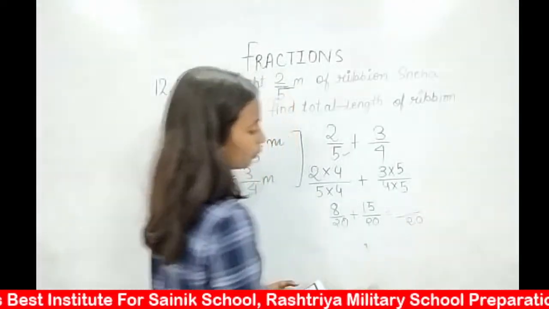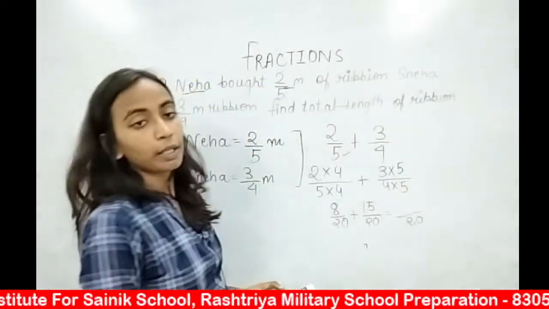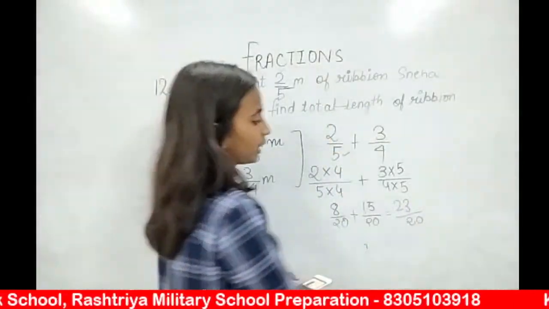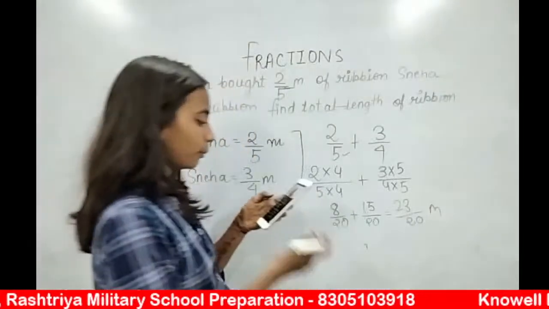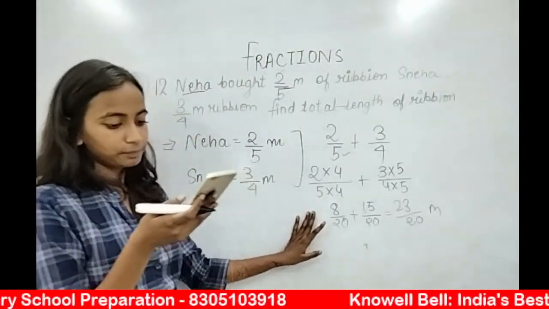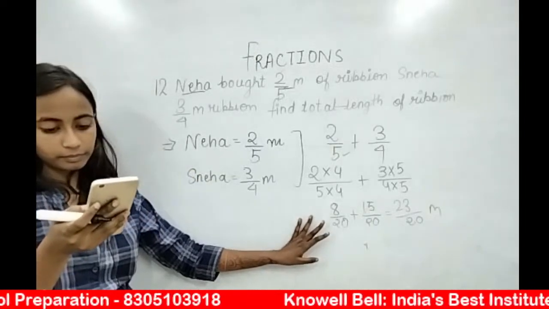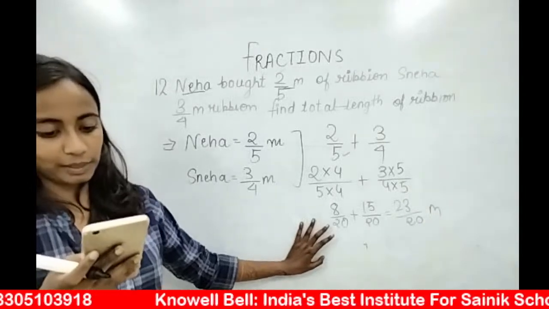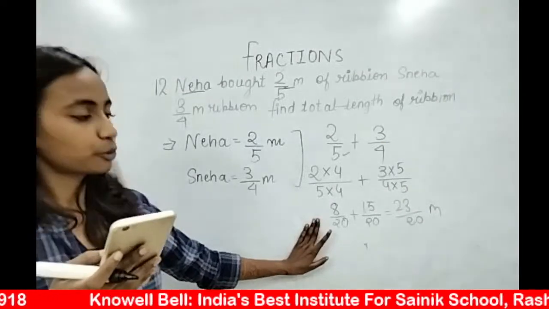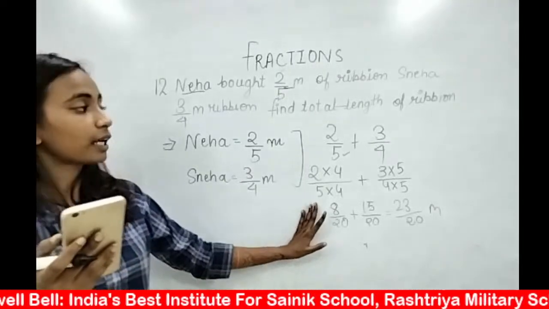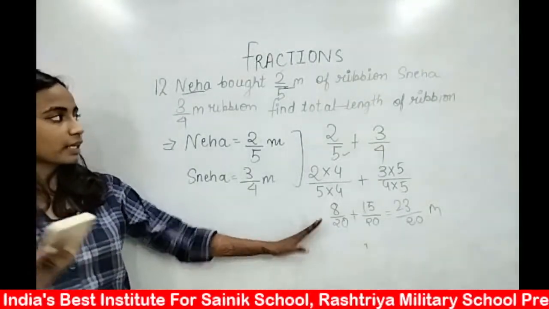The denominator would be 20. 8 plus 15 would be 23. तो आंसर क्या हो जाएगा? The total amount of ribbon they bought together is 23 by 20. Okay, thank you so much, Jaswant. Understood this question? I think some of you have difficulty in this. If there is difficulty, you can ask. We will redo it.